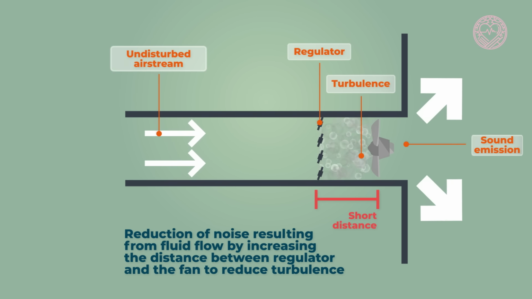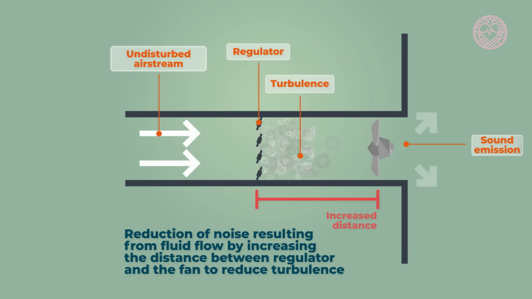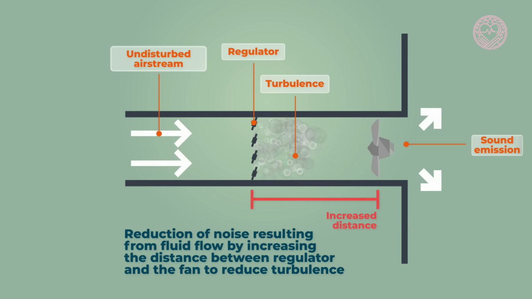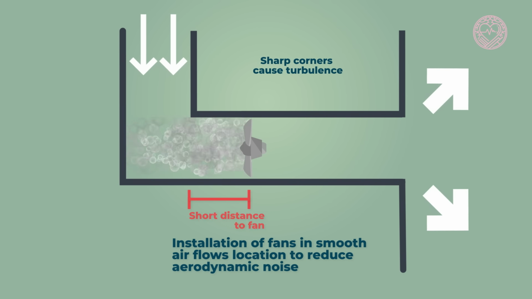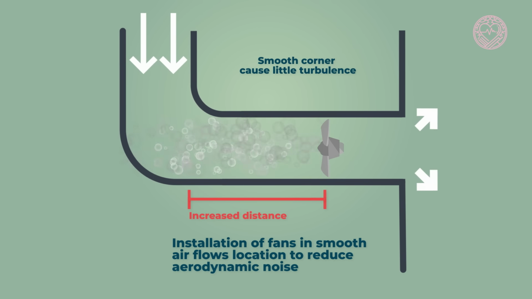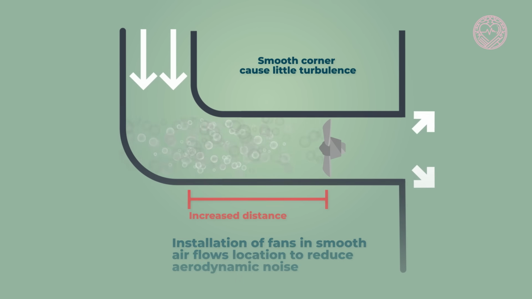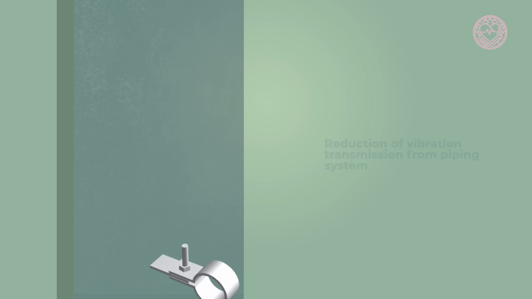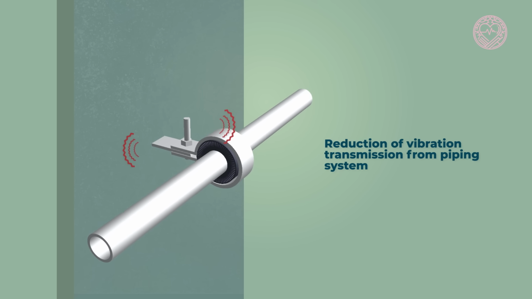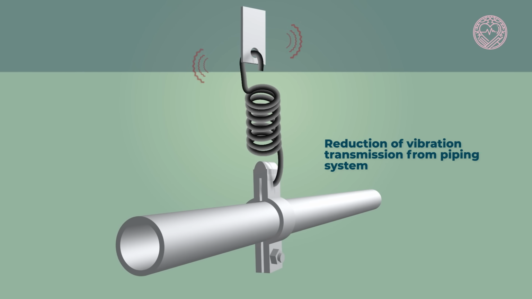Reduction of noise resulting from fluid flow by increasing the distance between the regulator and the fan to reduce turbulence. Installation of fans in a smooth airflow location to reduce aerodynamic noise. Reduction of noise resulting from fluid flow. Reduction of vibration transmission from piping systems.